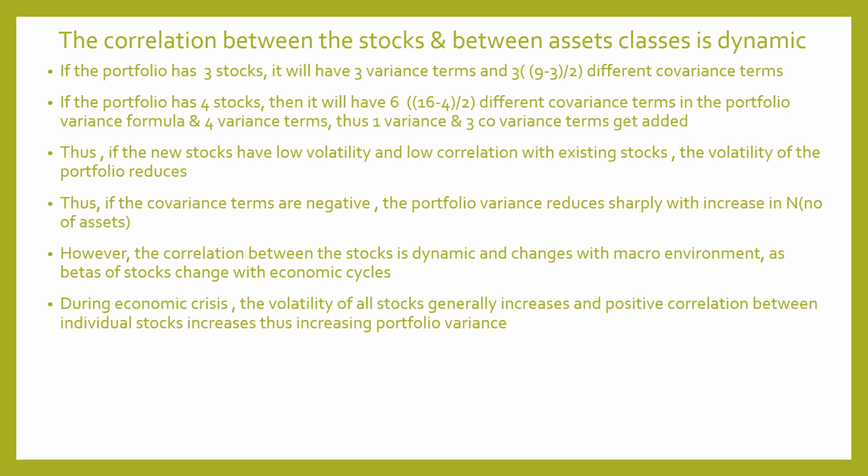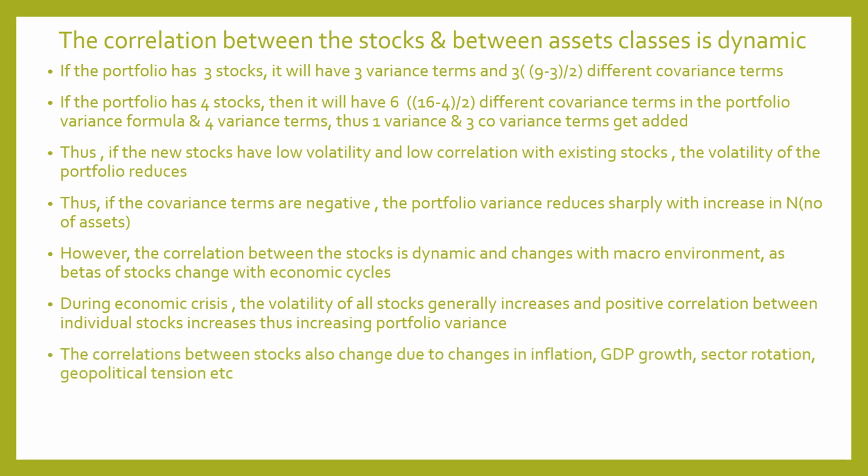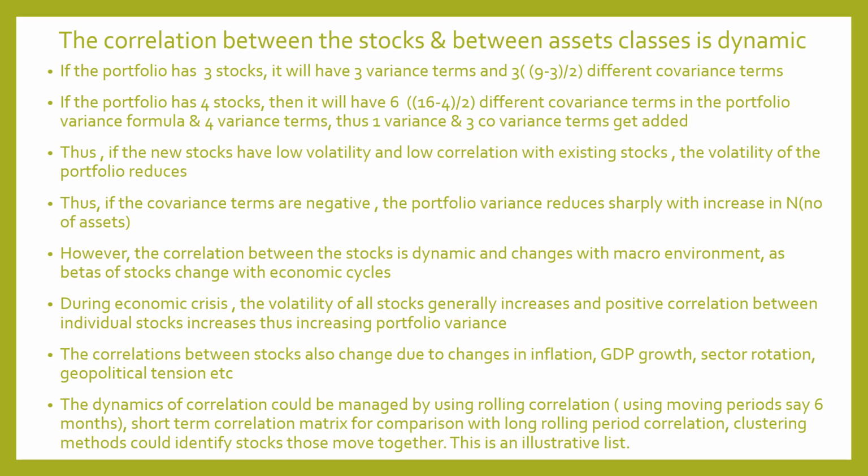During an economic crisis, the volatility of all stocks generally increases and positive correlation between the individual stocks increases, thus increasing the portfolio variance. The correlation between the stocks also changes due to changes in inflation, GDP growth, sector rotation, geopolitical tension. The dynamics of correlation could be managed by using rolling correlation, using moving periods, say 6 months, short-term correlation matrix for comparison with long rolling period correlation. Clustering methods could identify stocks that could move together. This is just an illustrative list.